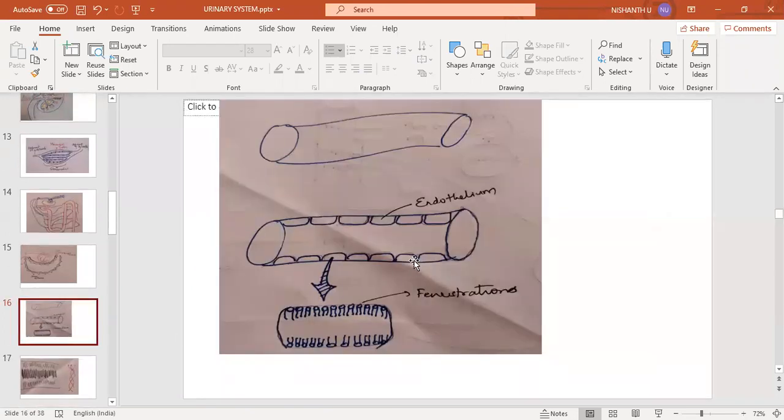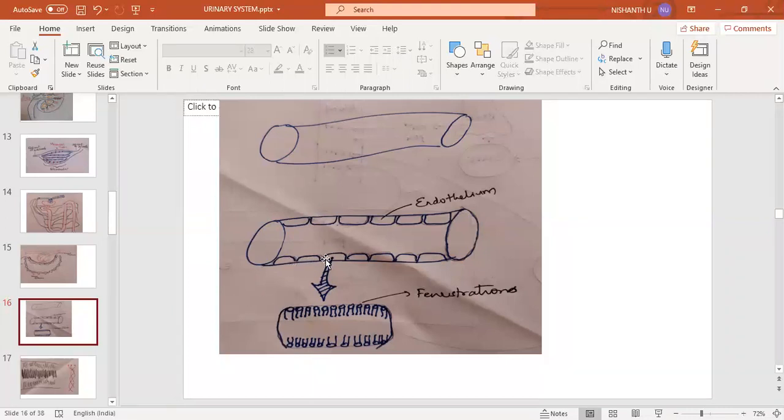Yeah. So this is where the blood will be entering. What atrial natriuretic peptide will do, it will create gaps between the cells. More gaps will be created between the cells of the endothelium. When the gaps are created in the endothelium, automatically leakage will be more. When the leakage is more, then automatically glomerular filtration rate also will increase. This is how atrial natriuretic peptide will act.